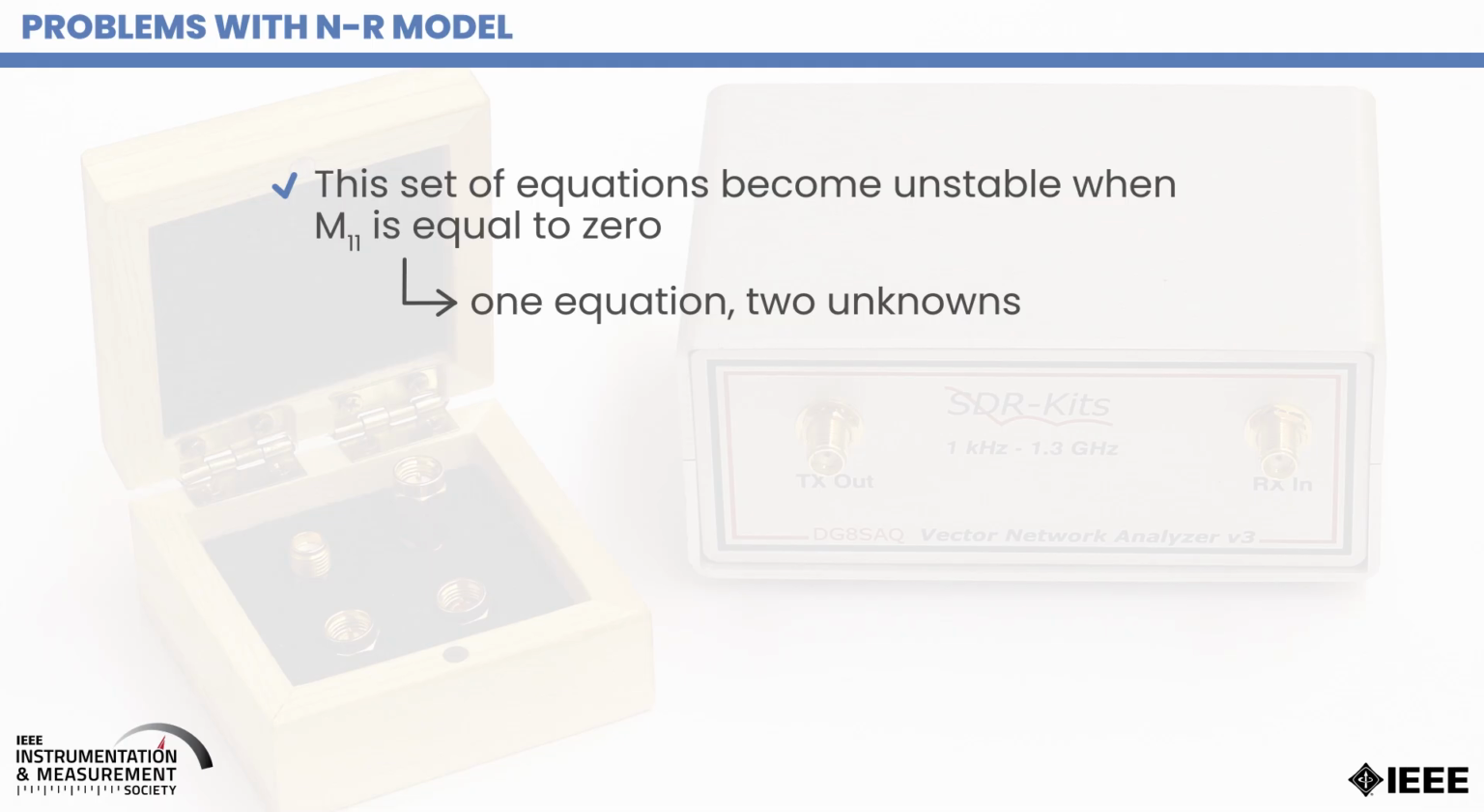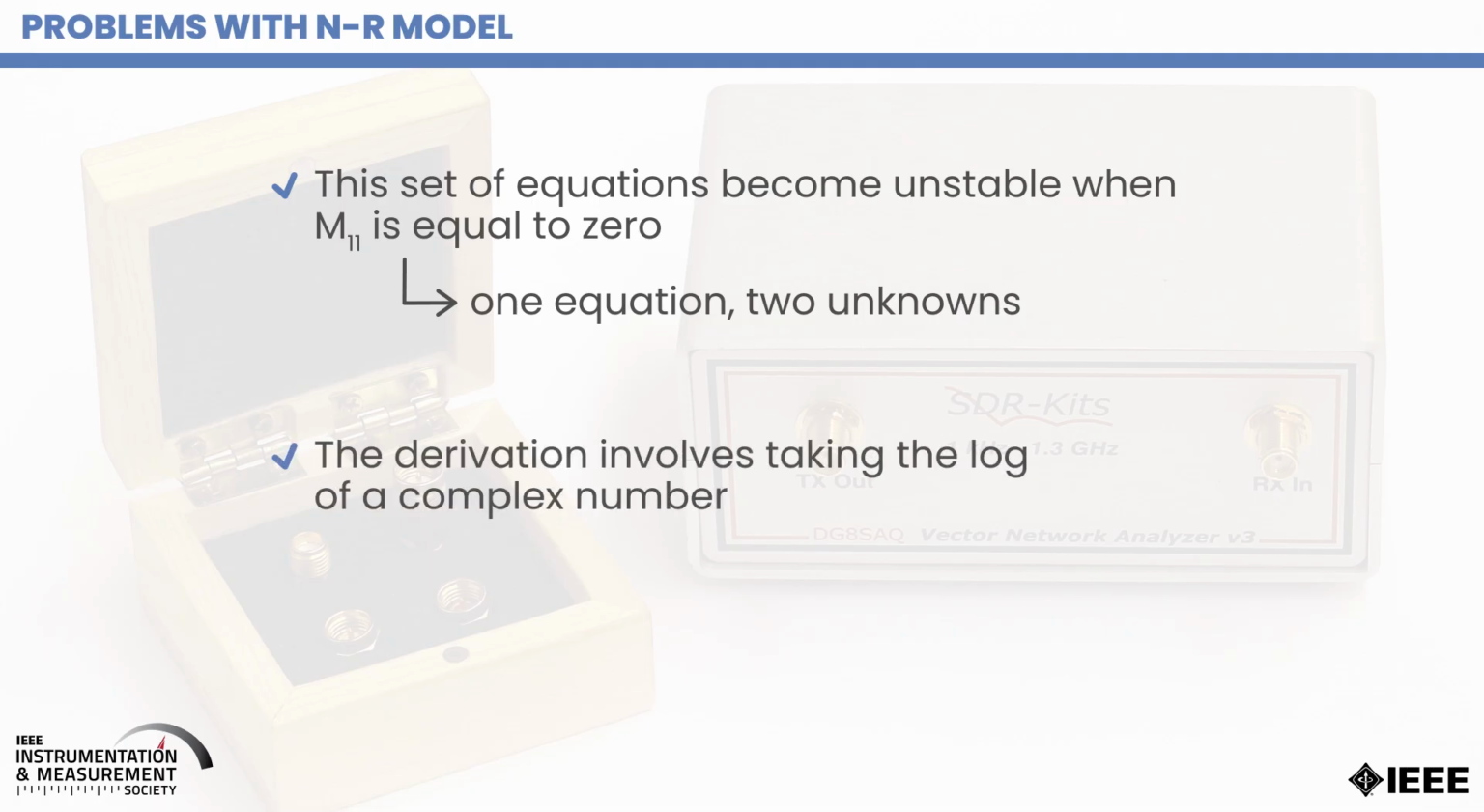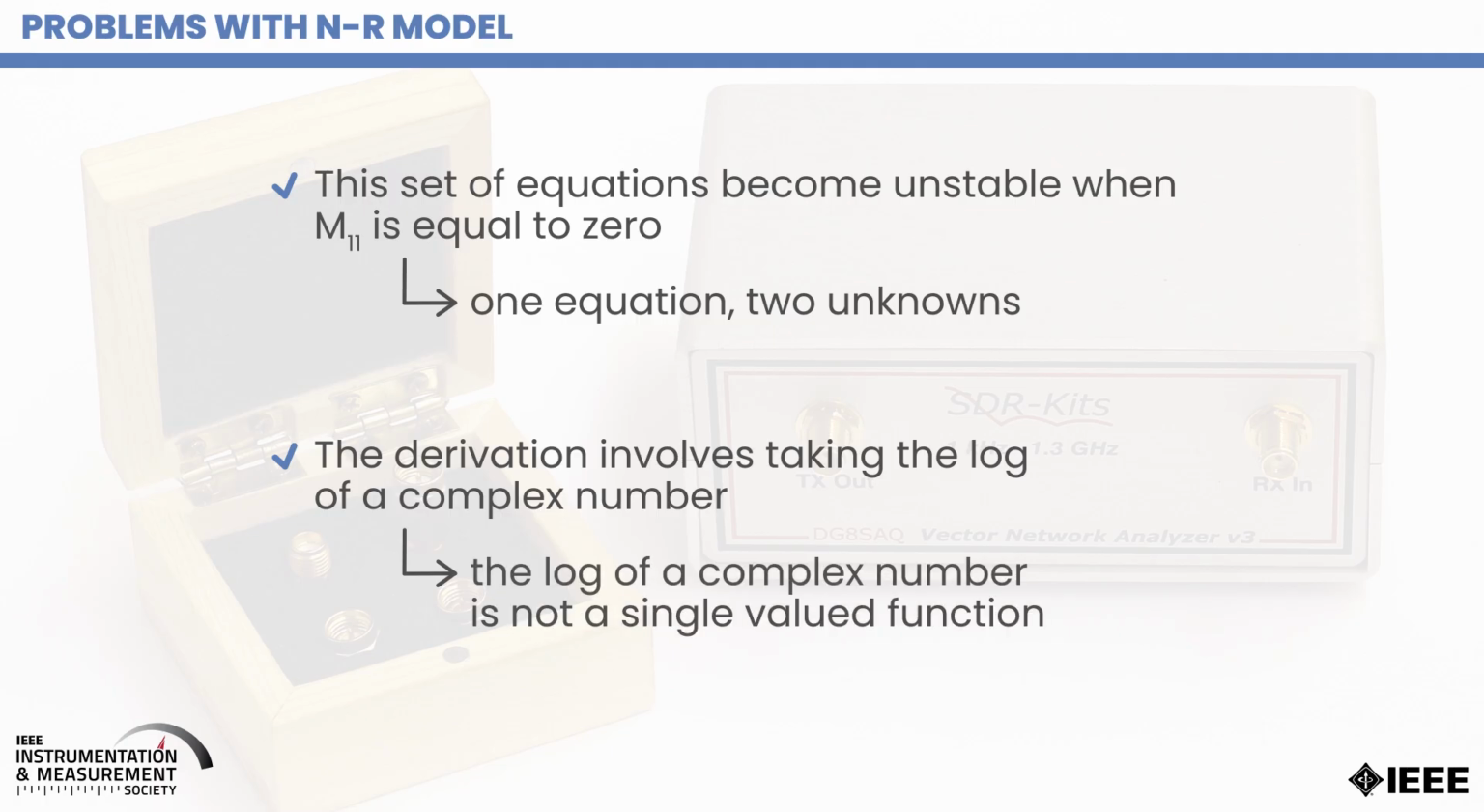Another problem is that the derivation involves taking the log of a complex number. The log of a complex number is not a single-valued function, so you need some way of determining which of those log values you need to use.